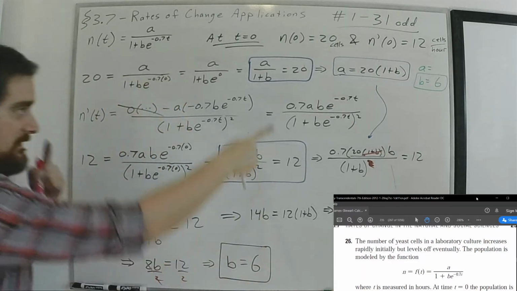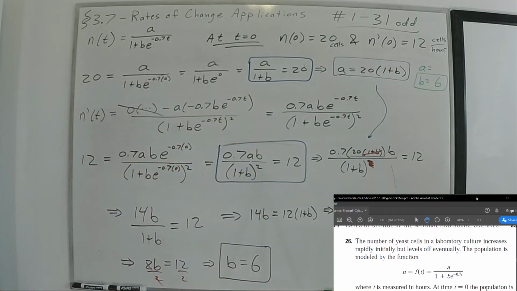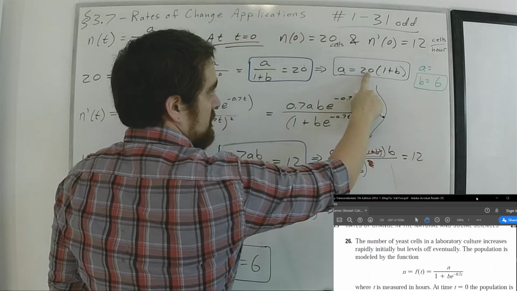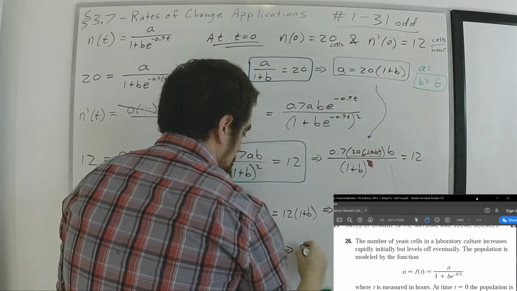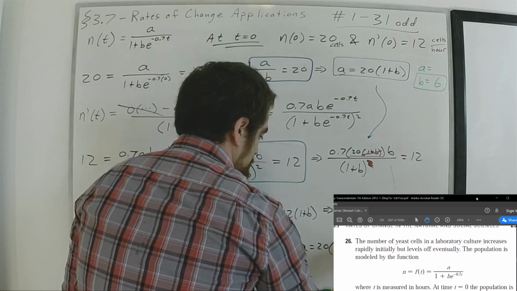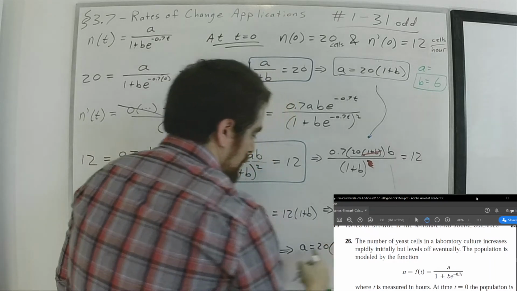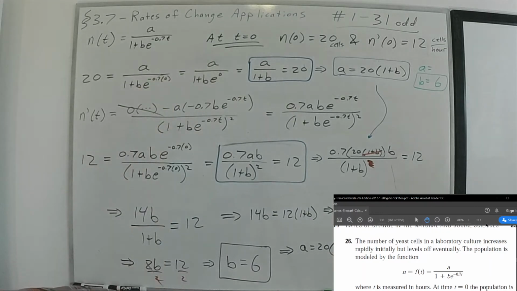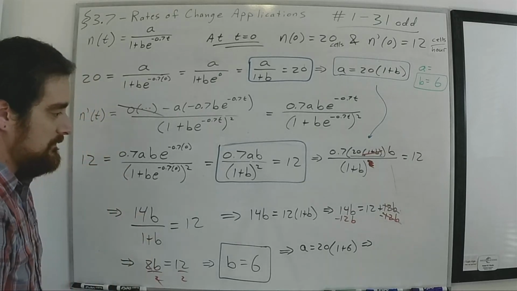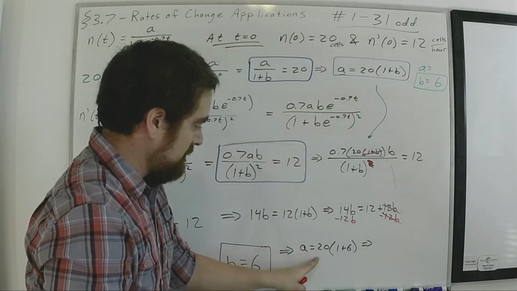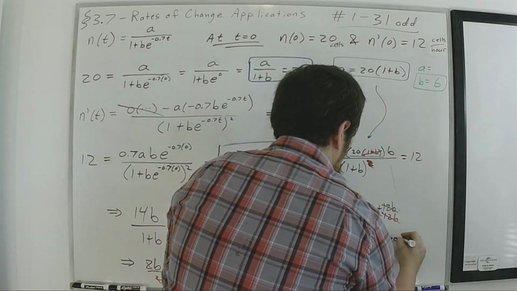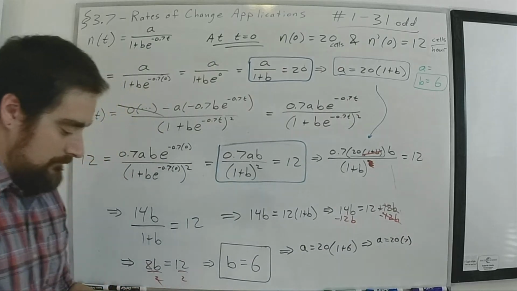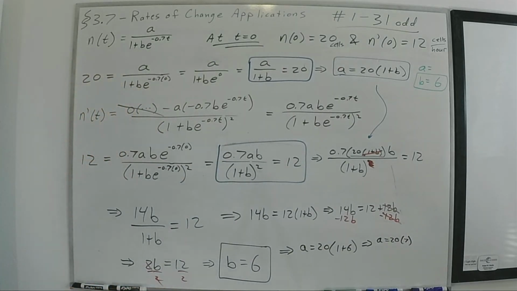Now that we have b is equal to 6, we can go back and find a, because look what a was. It was just 20 times 1 plus b. So this tells us that a is equal to 20 times 1 plus 6, which tells us that, and I might be getting in the way, yeah, this is getting in the way, so I think I'll close that up. A is equal to 20 times 1 plus b, so a is 20 times 1 plus 6, because we just found it, which means a is 20 times 7, which gives us that a is 140.